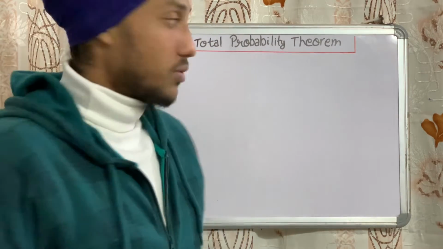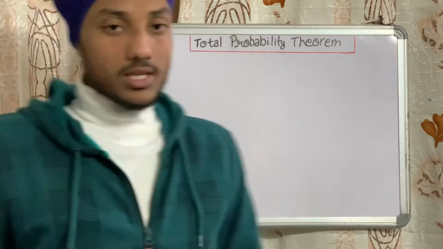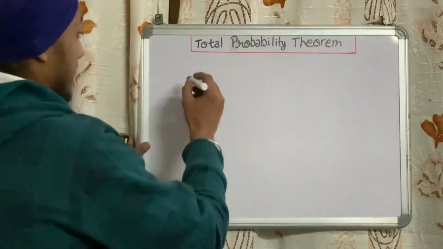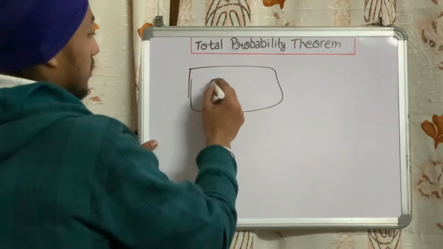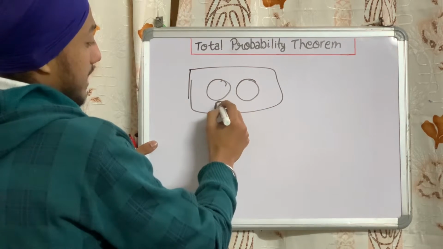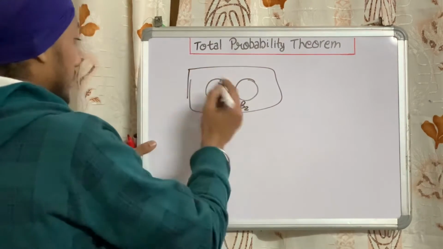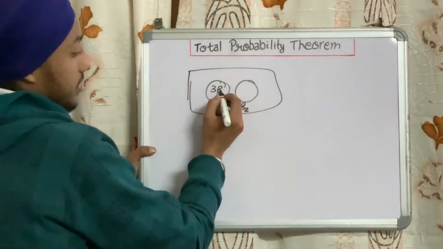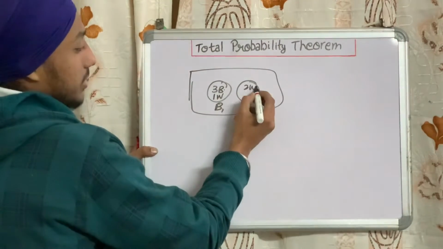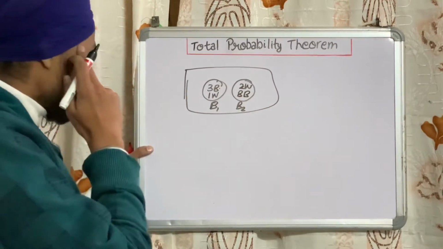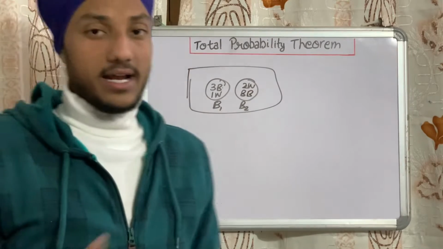So what does the total probability theorem want to tell us? For example, in our conditional probability theorem, take an example of choosing balls. This is bag number one, that's bag number two, and there are three black balls and one white ball in one, and two white balls and eight black balls in the other. So what are we going to find?